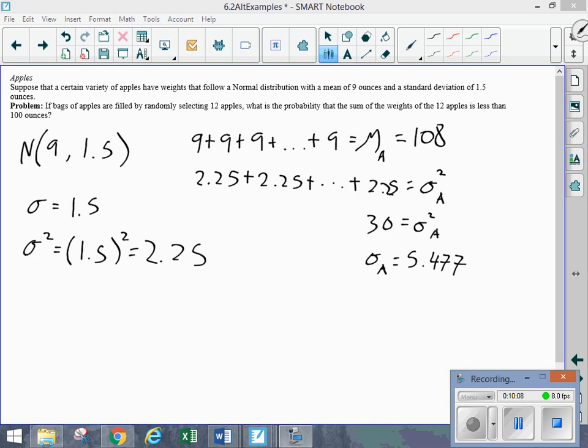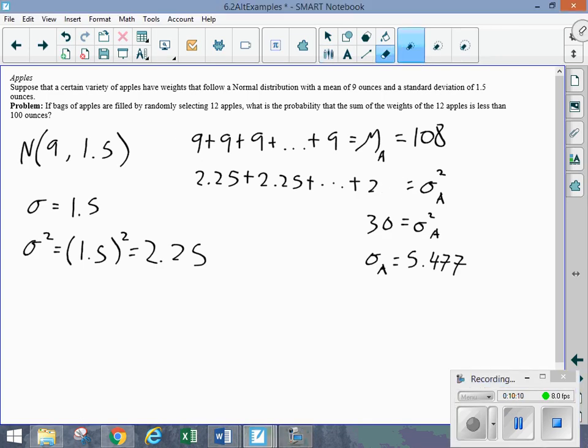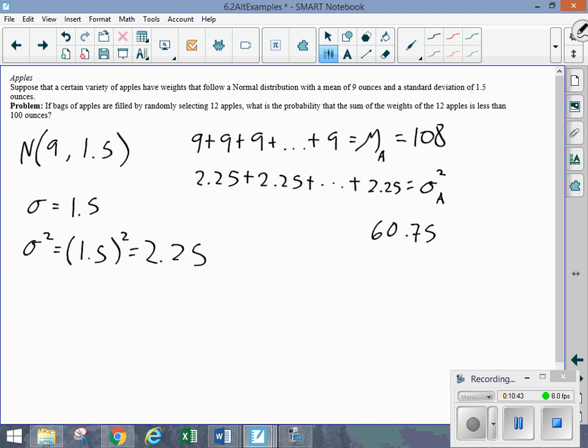So the error I made was right here. I had put 2.5. I forgot to write the 2 there. I had written 2.5. And so 2.25 squared is actually 5.0625. So what we need to do is take in 12, which is actually going to be 60.75.